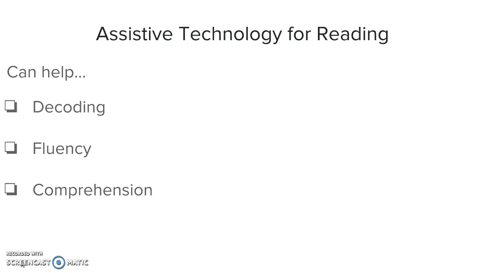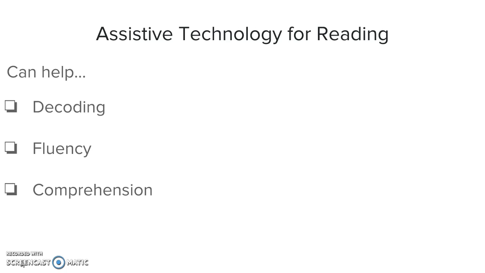Assistive technology and applications for reading. There is a wide range of tools available for students who struggle with reading. While each tool is different, many work in a way of presenting text as speech. These tools can help facilitate decoding, reading fluency, and comprehension.